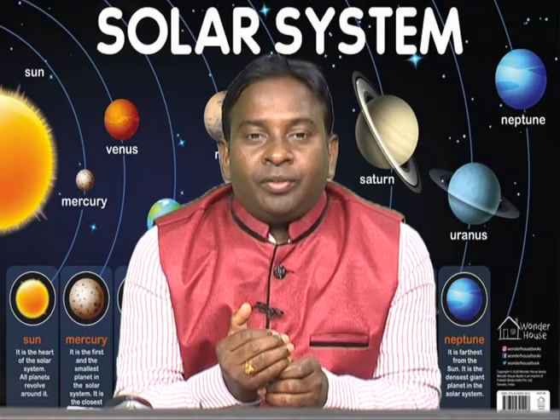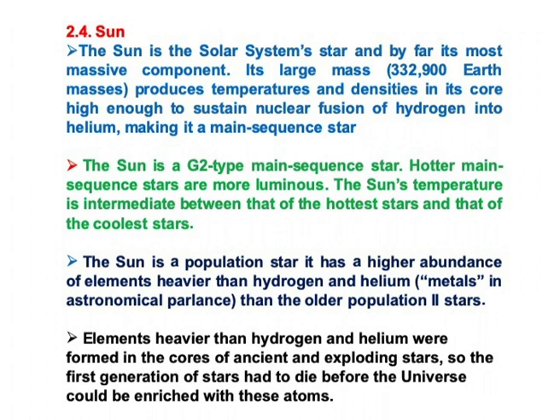Coming to the sun. We know that the sun plays a very important role in the solar system. The sun is the solar system's star by far. It is the most massive component. It has a large mass, 332,900 Earth masses, which produces the temperatures and densities in its core.